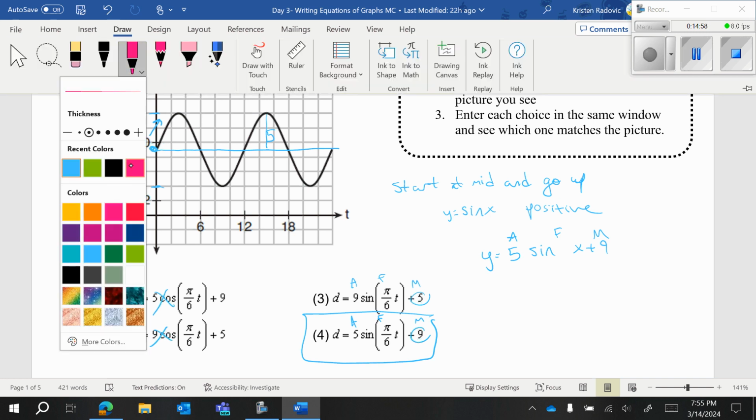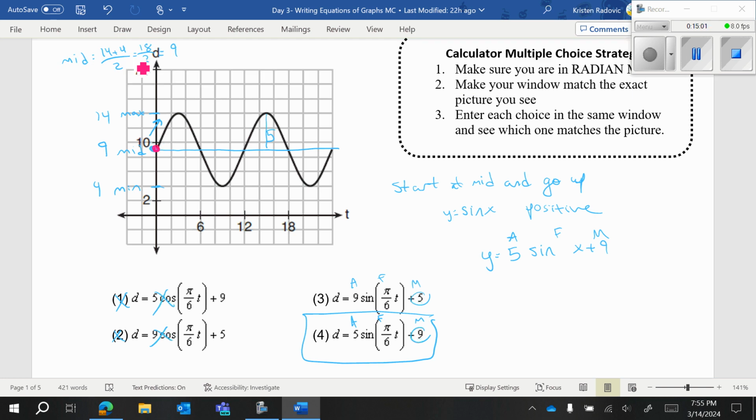The period is always the most complicated one. Your period is a hill and the valley. You did the hill, do the valley. This is from 0 to 12. So the period is 12. Your frequency is 2 pi over period. 2 pi over 12. 2 divided by 12 is 1/6, so you get pi over 6. So that's how answer choice 4 was formed.